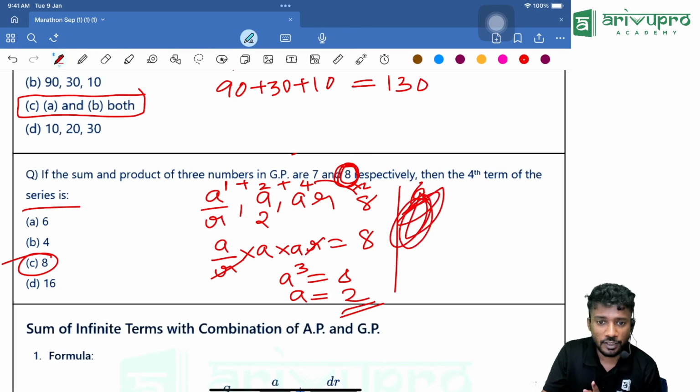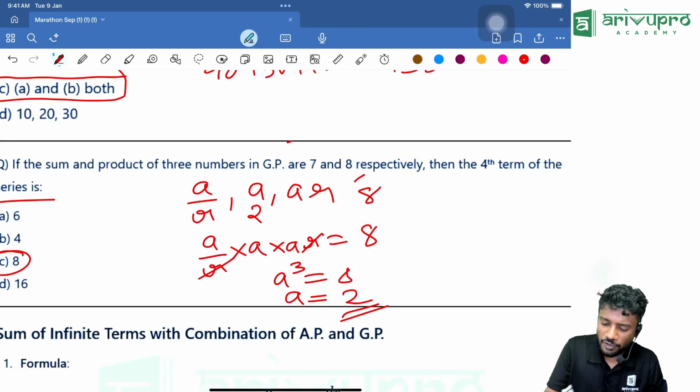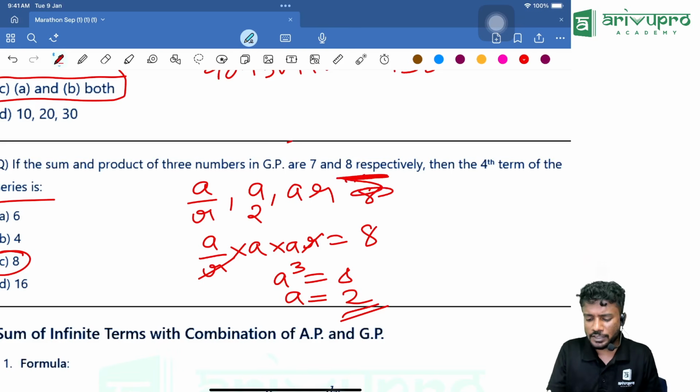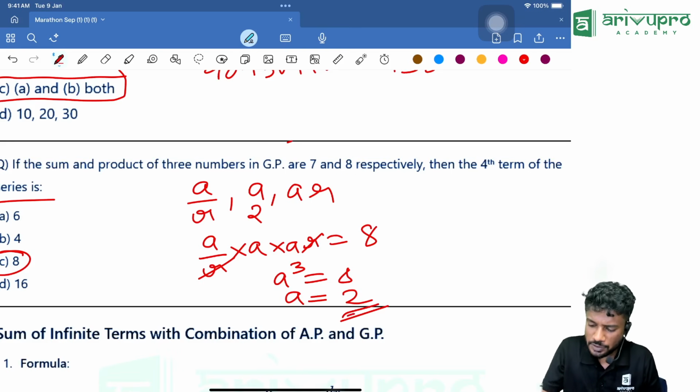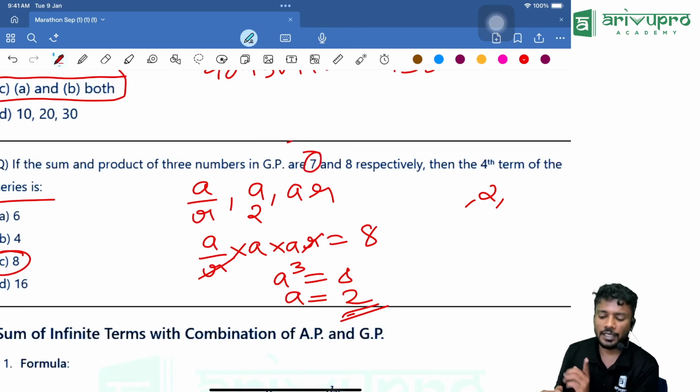Got the logic? I'll tell you. Now we found the value of A. A is how much we got it as? We got it as 2. That means 2 is the middle term. And we know that the sum is how much? The sum is 7. Sum should be 7.